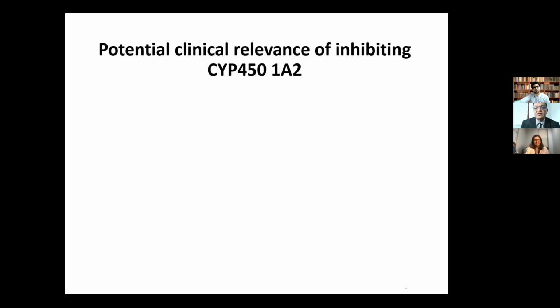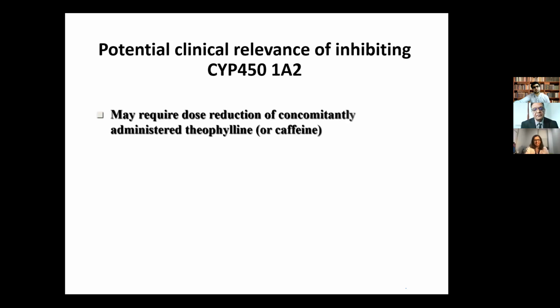So, potential clinical relevance of inhibiting 1A2. That's exactly the slide I needed. So 1A2 actually metabolizes theophylline and caffeine. Theophylline is mostly present in the tea, which we Pakistanis and other people from South Asia especially drink a lot. So theophylline is metabolized by 1A2. So if you are using a drug which inhibits 1A2 and you feel your tea is really potent that day, there could be a reason: some drug is probably inhibiting the metabolism of theophylline. The same goes for caffeine, but caffeine is much more potent in its stimulating effects.